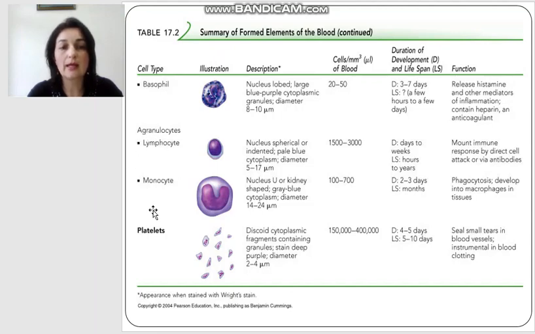Next type: these are agranulocytes, lymphocytes. Lymphocytes, as you can see here, their cytoplasm is occupied by a large nucleus that is surrounded by a very thin rim of cytoplasm. They are approximately 15 to 25% of all leukocytes.